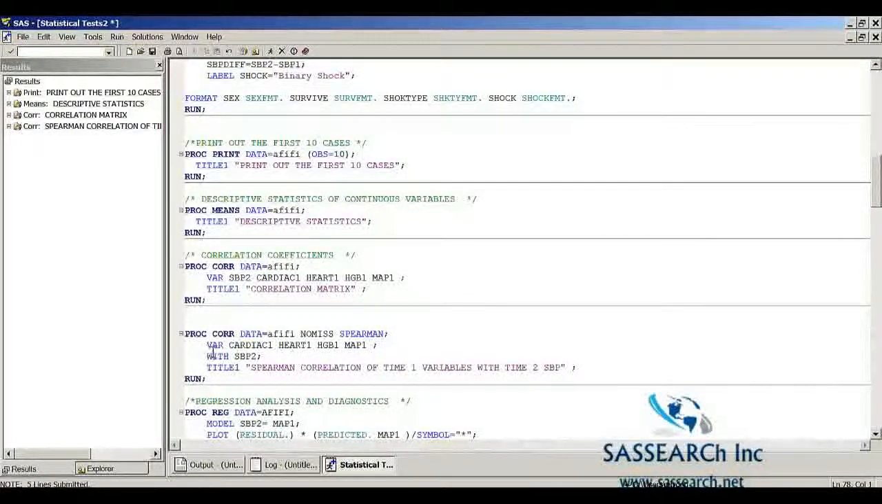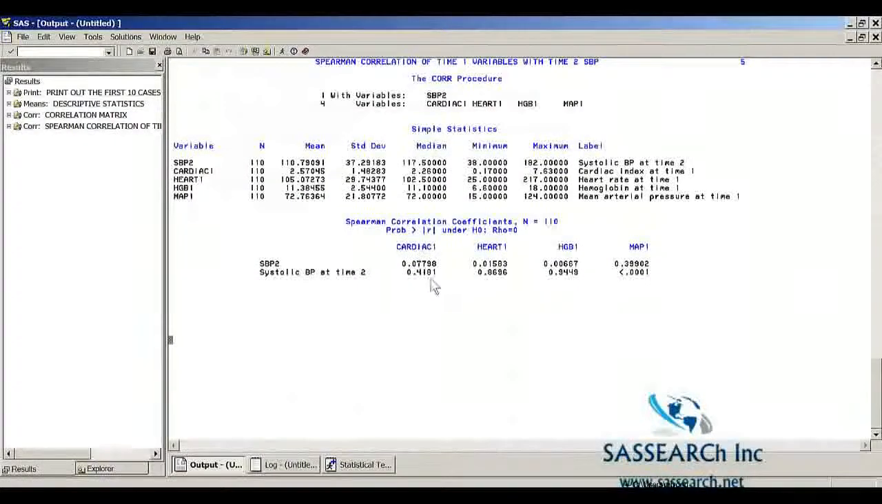If we have a VAR statement and then a separate WITH statement, in this situation, we're only going to have correlations between cardiac index at time 1 and systolic blood pressure at time 2, heart rate at time 1 and systolic blood pressure at time 2. So we're not seeing a full correlation matrix. And you can see this again in the output. We're only interested in correlating these time 1 variables with this one time 2 variable, systolic blood pressure.